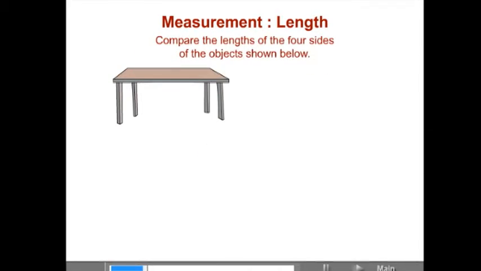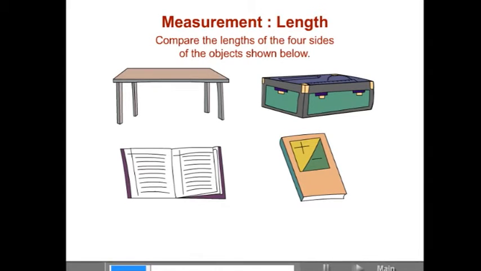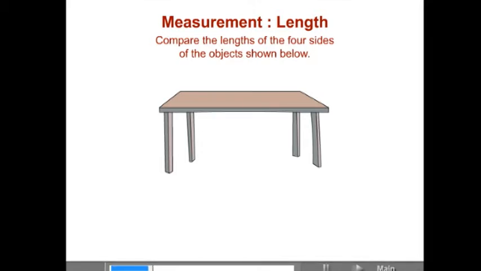Now, there are some pictures of some objects shown. You need to compare the lengths of the four sides of the objects. Firstly, you can see a table. When you observe the table carefully, you can see that it has two long sides and two short sides. Therefore, there are four edges in total.